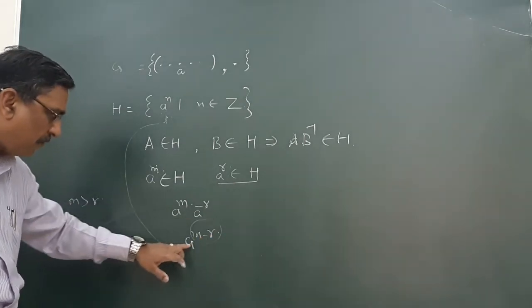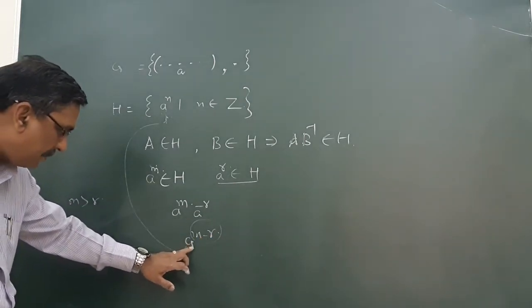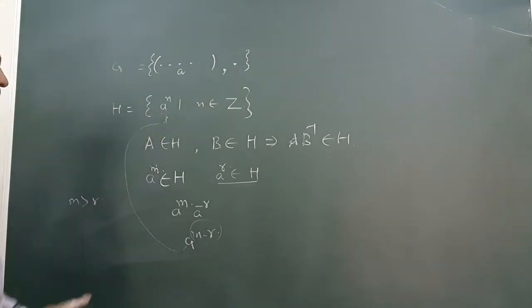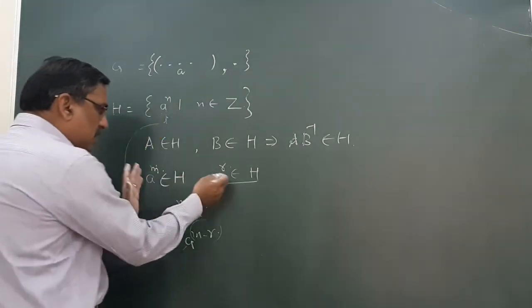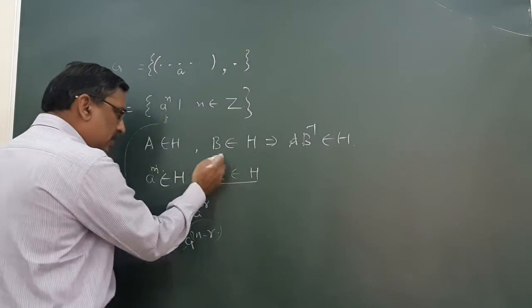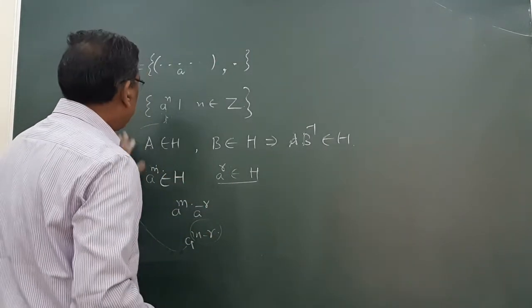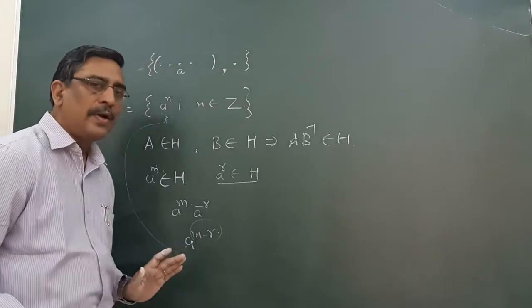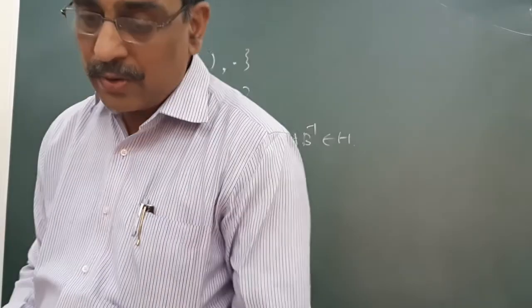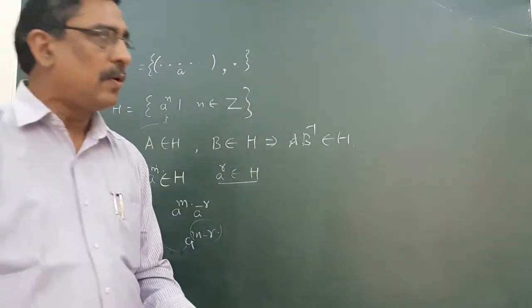Any power of the element A belongs to this set, which means AB inverse, where this is your A and this is your B, belongs to H. Then H will be a subgroup. And such a type of subgroup is known as a cyclic subgroup.